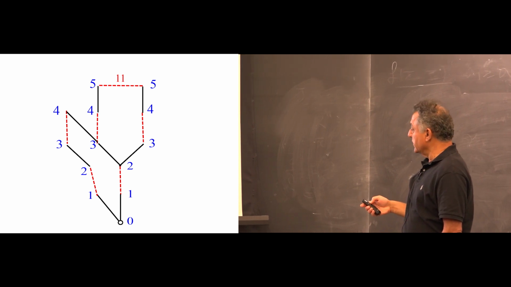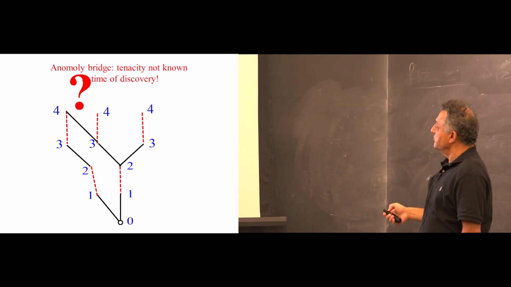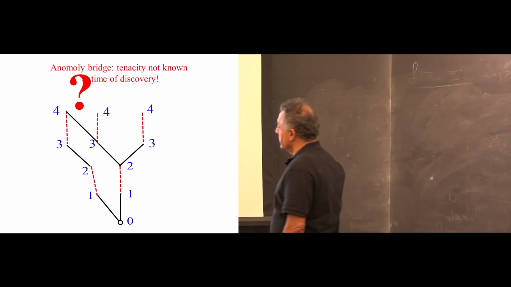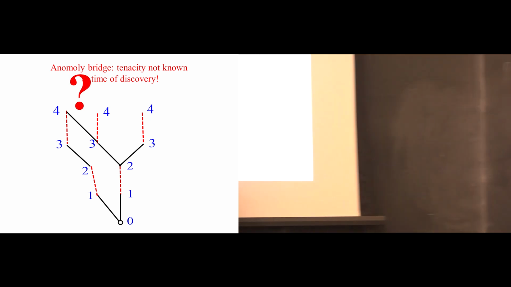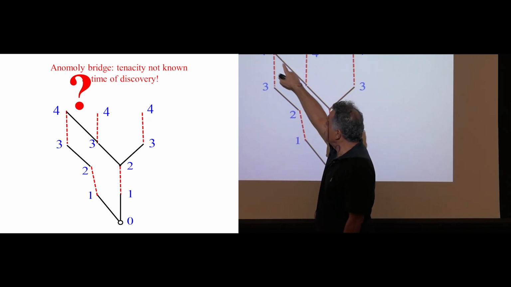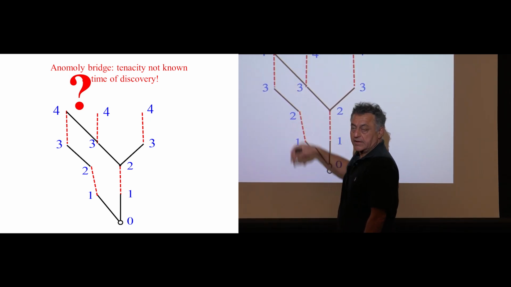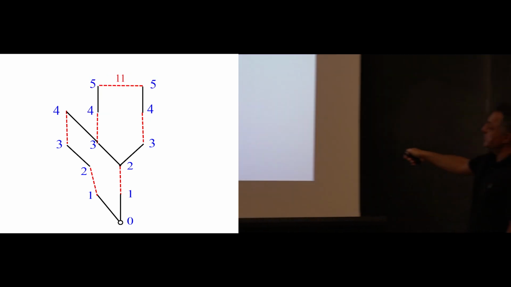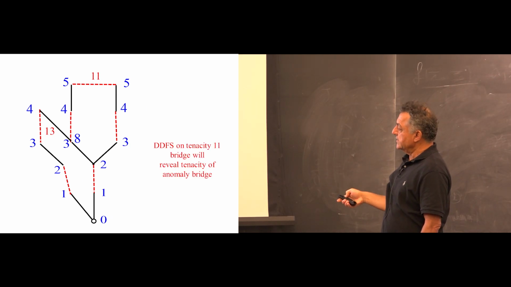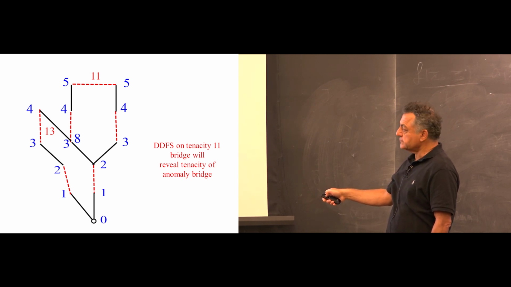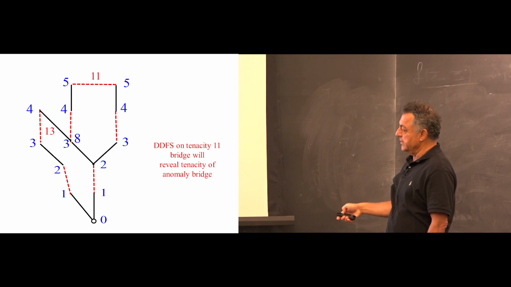I call it an anomalous bridge because its tenacity is not known at the time of its discovery. When we search along this edge, this vertex only had an odd level, not an even level. But the tenacity of this edge is even plus 1. Its even level will come about when this bridge is found and double depth first search is done there. At that point, we give it a max level of 8, and then we know the tenacity of this bridge, namely 13.